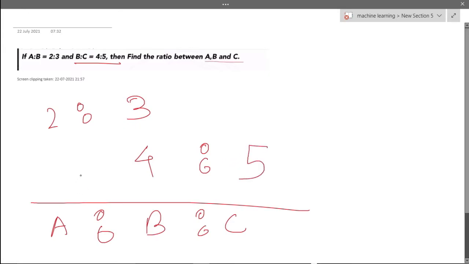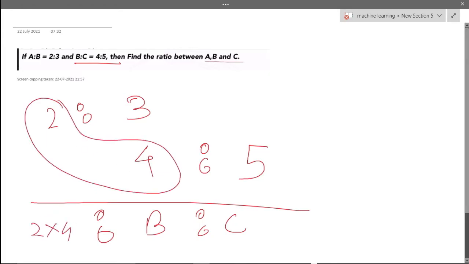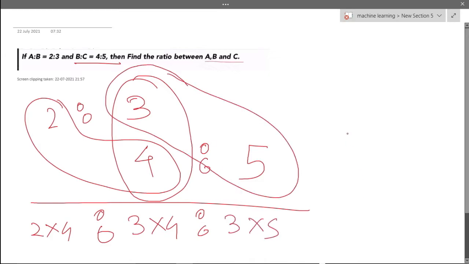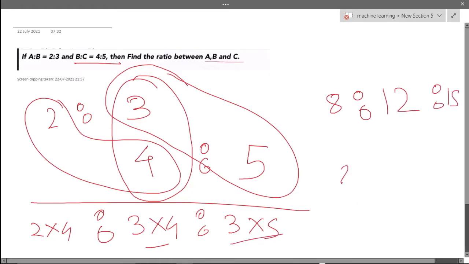And then to find the value of A, simply multiply this side, 2 into 4. To find the value of B, simply multiply 3 into 4. And to find the value of C, simply multiply 3 and 5. So the ratio is 8 is to 3 into 4, 12, 3 into 5, 15. So the ratio is 8 is to 12 is to 15.